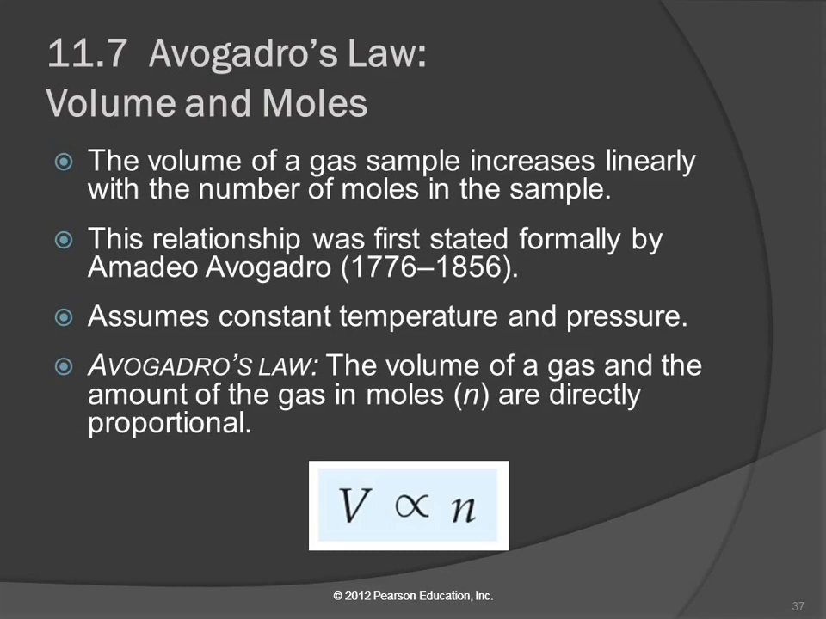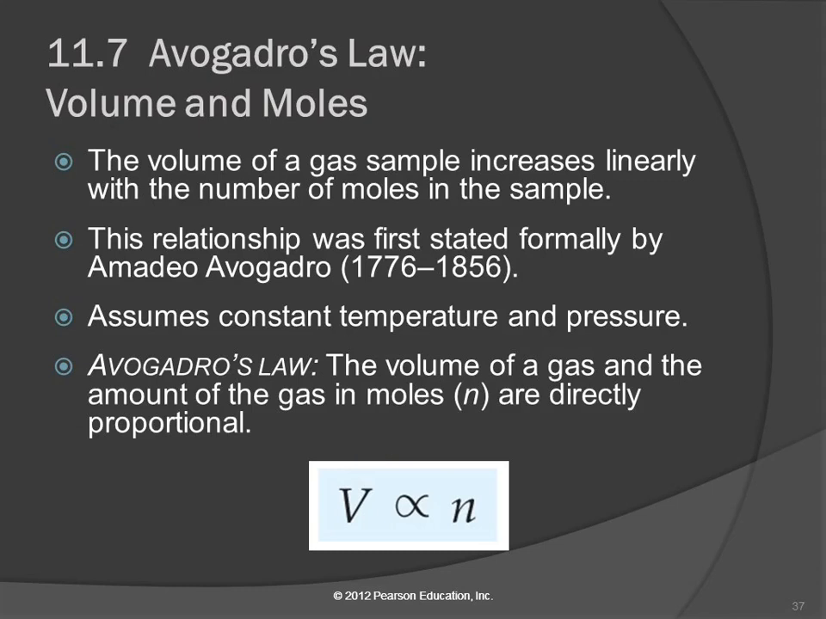The volume increases linearly, which means it's a direct proportion. If you double the amount of gas, you double the volume. And this was first formally stated by Avogadro back around 1800-ish, somewhere in there. He was born when our country was born. That's kind of cool. So this assumes constant temperature and pressure, and so we have what's called Avogadro's law. The volume of a gas and the amount of gas in moles are directly proportional.